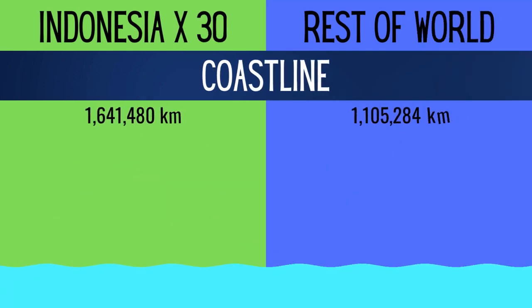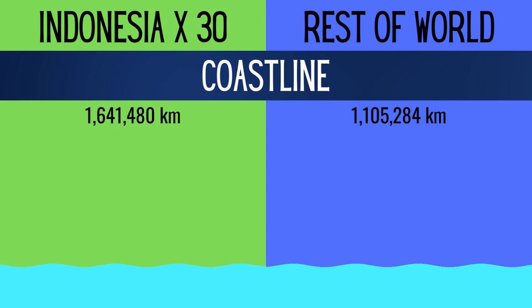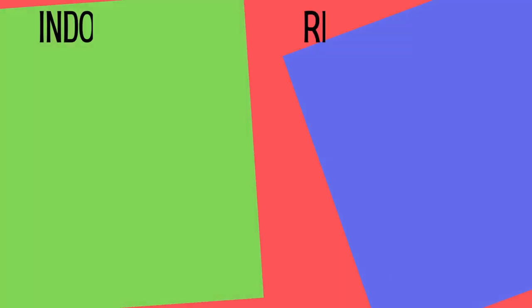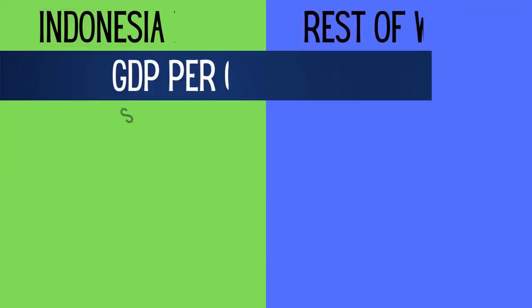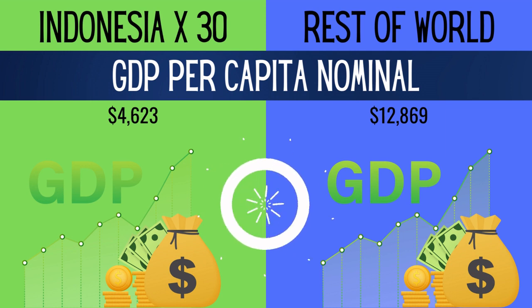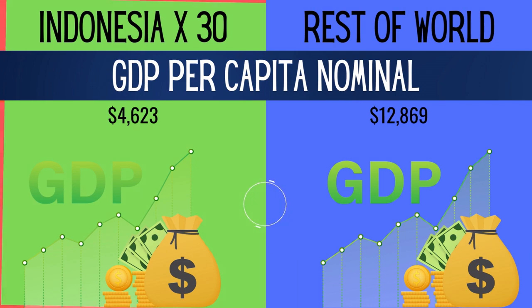Coastline of 30 Indonesia is 1.6 million kilometers long, and the coastline of rest of the world is 1.1 million kilometers long. GDP nominal of 30 Indonesia is $38 trillion, and it's $98 trillion in rest of the world. GDP per capita nominal of 30 Indonesia is $4,623, and it's $12,869 in rest of the world.